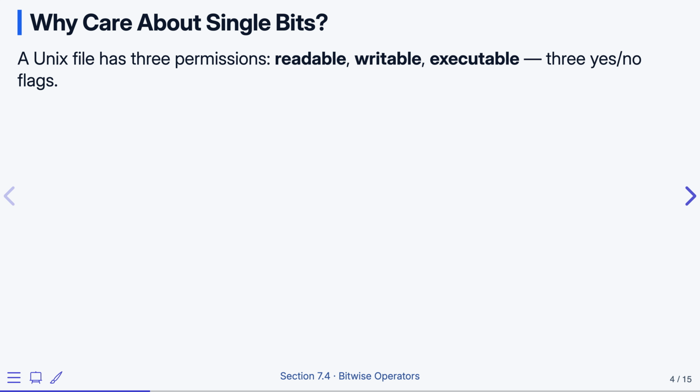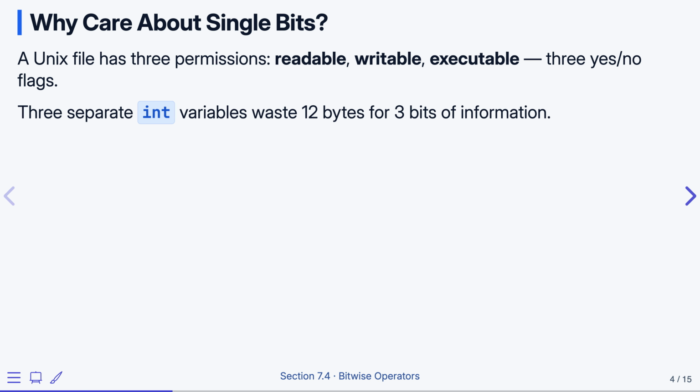Why would you ever care about individual bits? Think about a file on a Unix system. It has 3 permissions: readable, writable, and executable. Each is just a yes or no. You could use 3 separate int variables, but that wastes 12 bytes to store 3 bits of information.